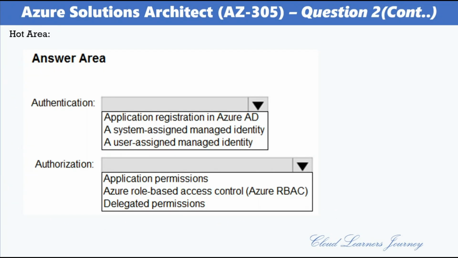Answer area: for authentication, it's application registration in Azure AD. For authorization, it's delegated permissions. To delegate identity and access management functions to Azure AD, an application must be registered with an Azure AD tenant. When you register your application with Azure AD, you are creating an identity configuration for your application that allows it to integrate with Azure AD.